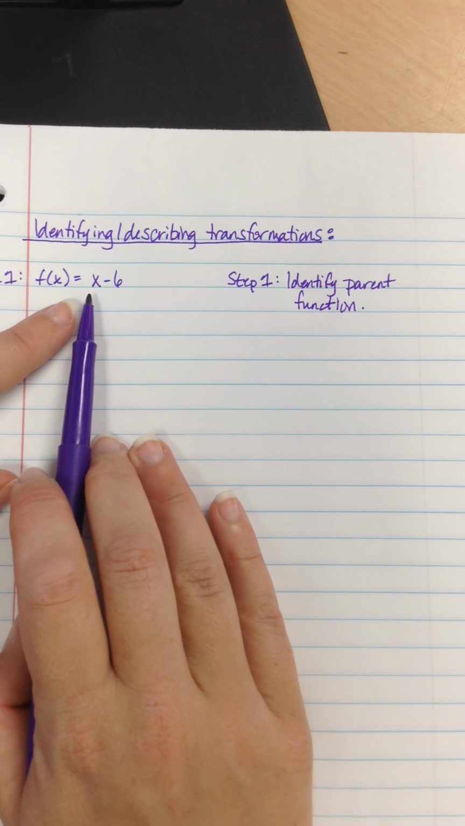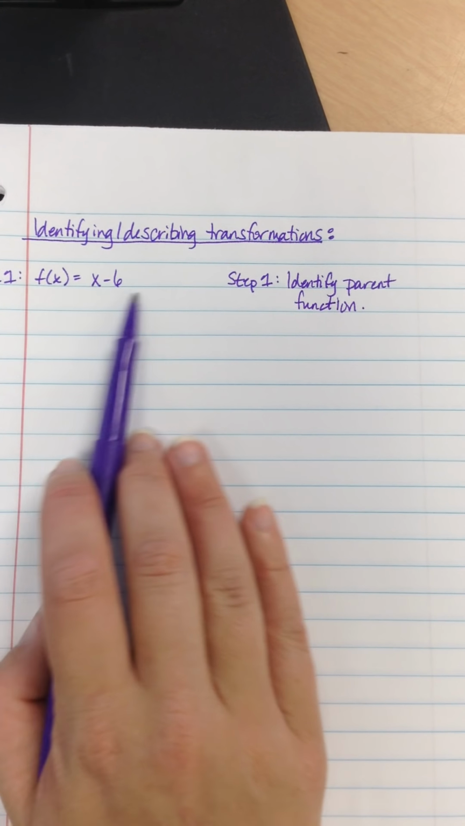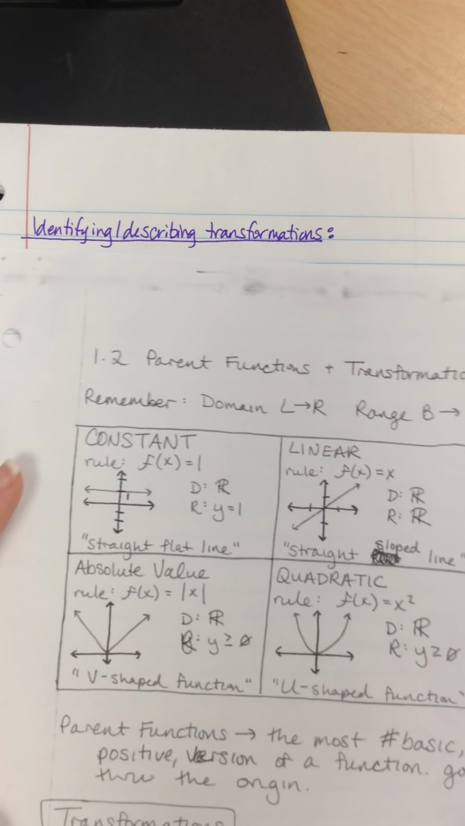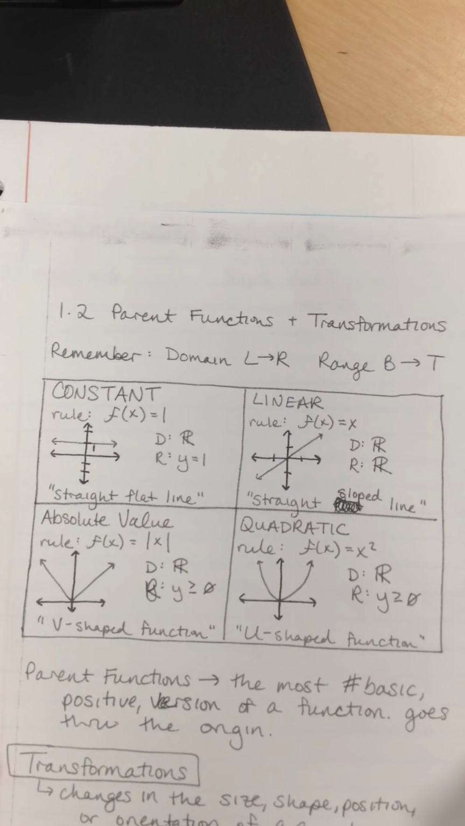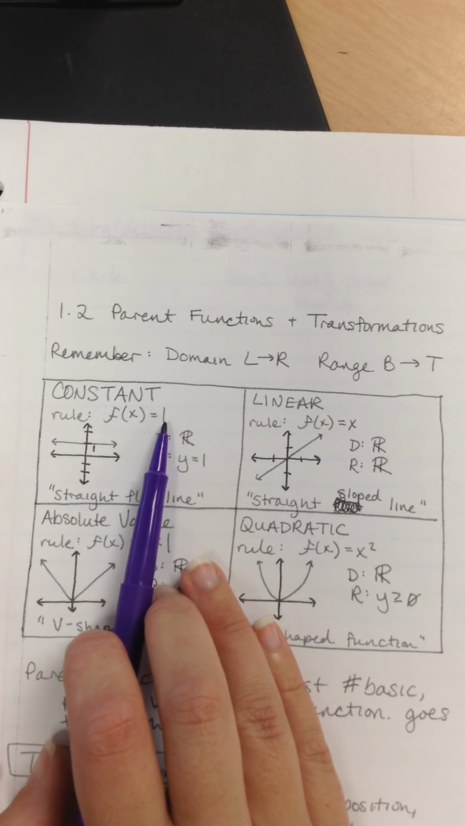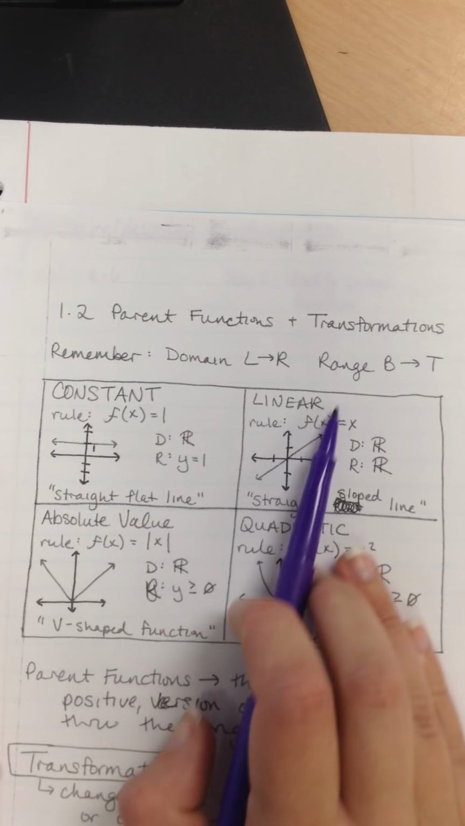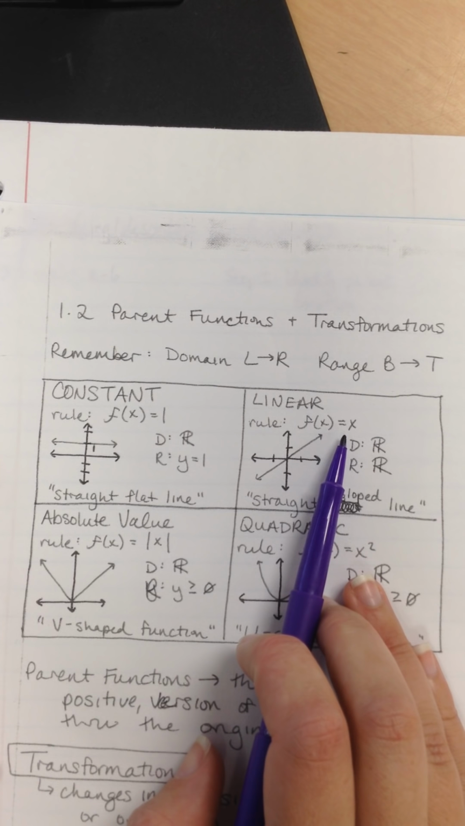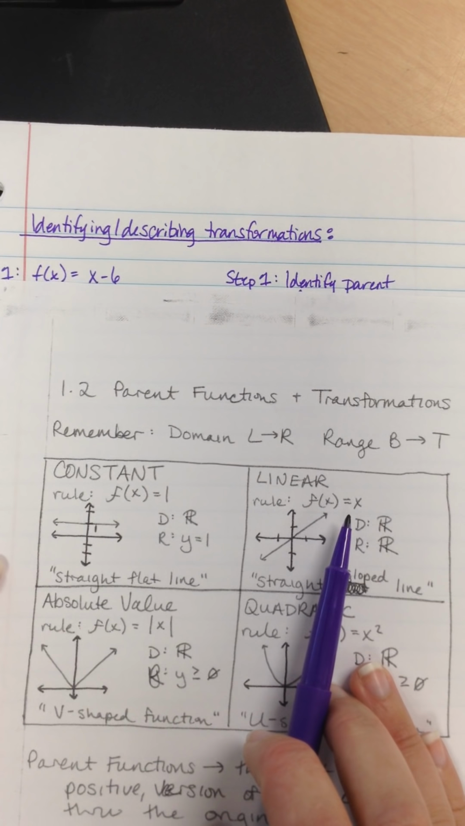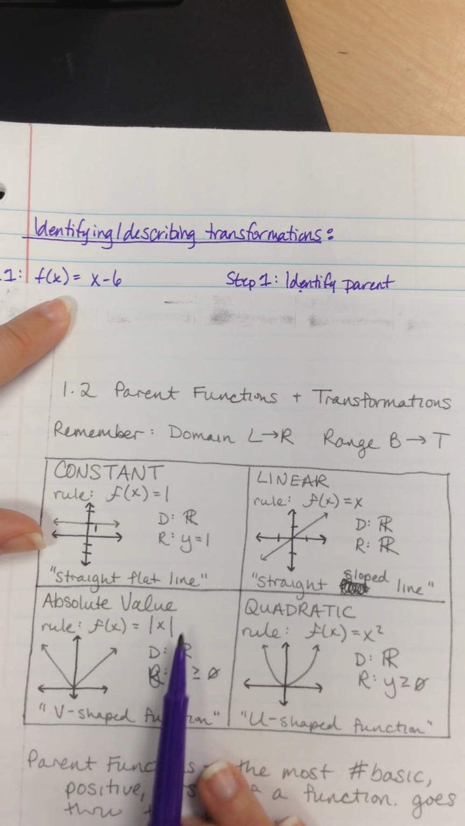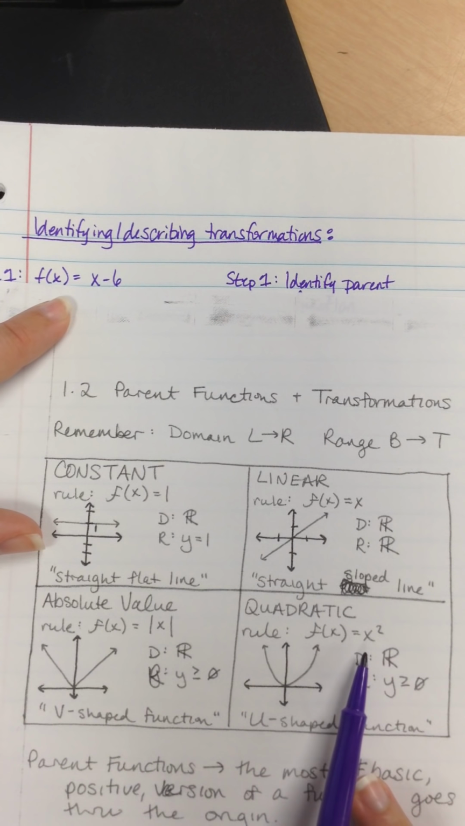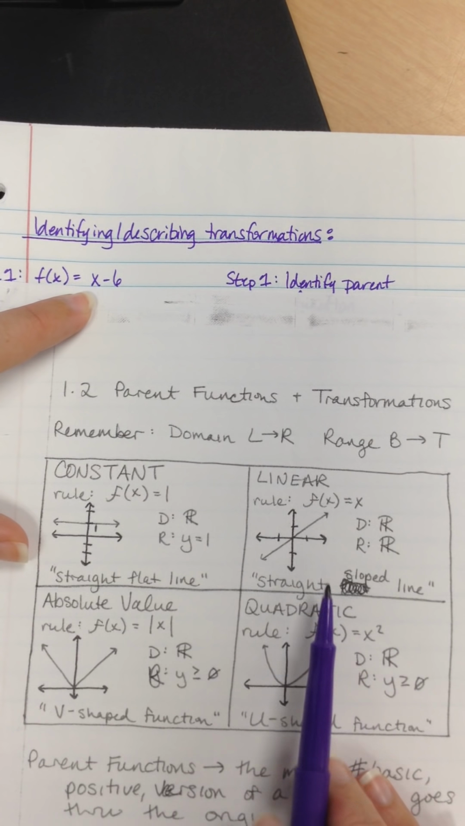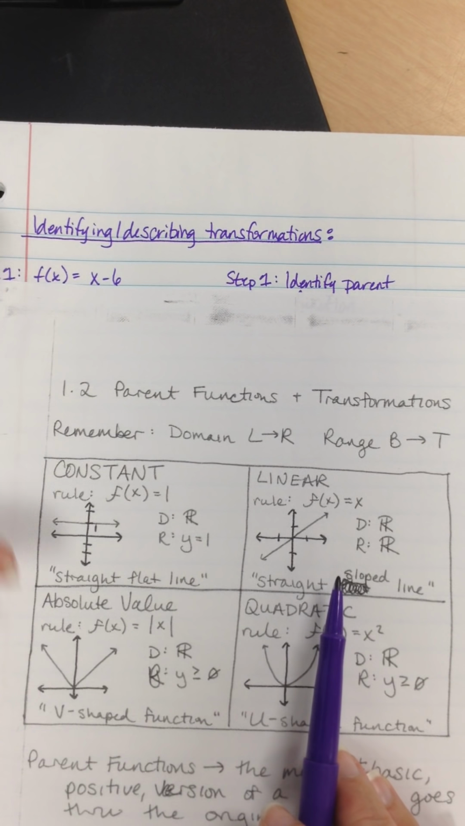So remember, I talked to you about how to identify that. If we're looking at the equation, the front part of your notes, we've got x minus 6. So it's not a constant because constants don't have any x's. It could be linear. Linear does have a regular x. It's definitely not going to be absolute value because we don't have any absolute value bars. It's not going to be quadratic because we don't have a square. So basically the only thing that we're looking at here is linear. That is going to be your parent function.